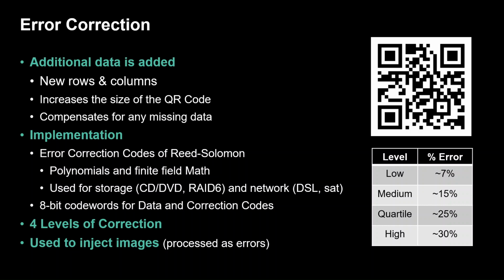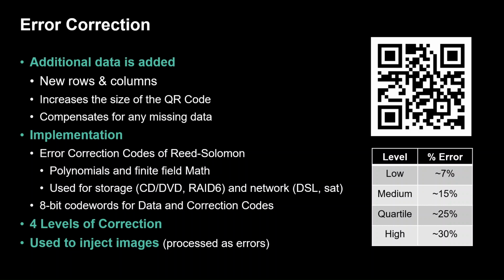There are 4 levels of correction available, and depending on the level, here are the percentages of errors that are possible. This means that with a high level of error correction, you can have up to 30% of your QR code that can't be read, but the content will be deduced by using the error correction codes.